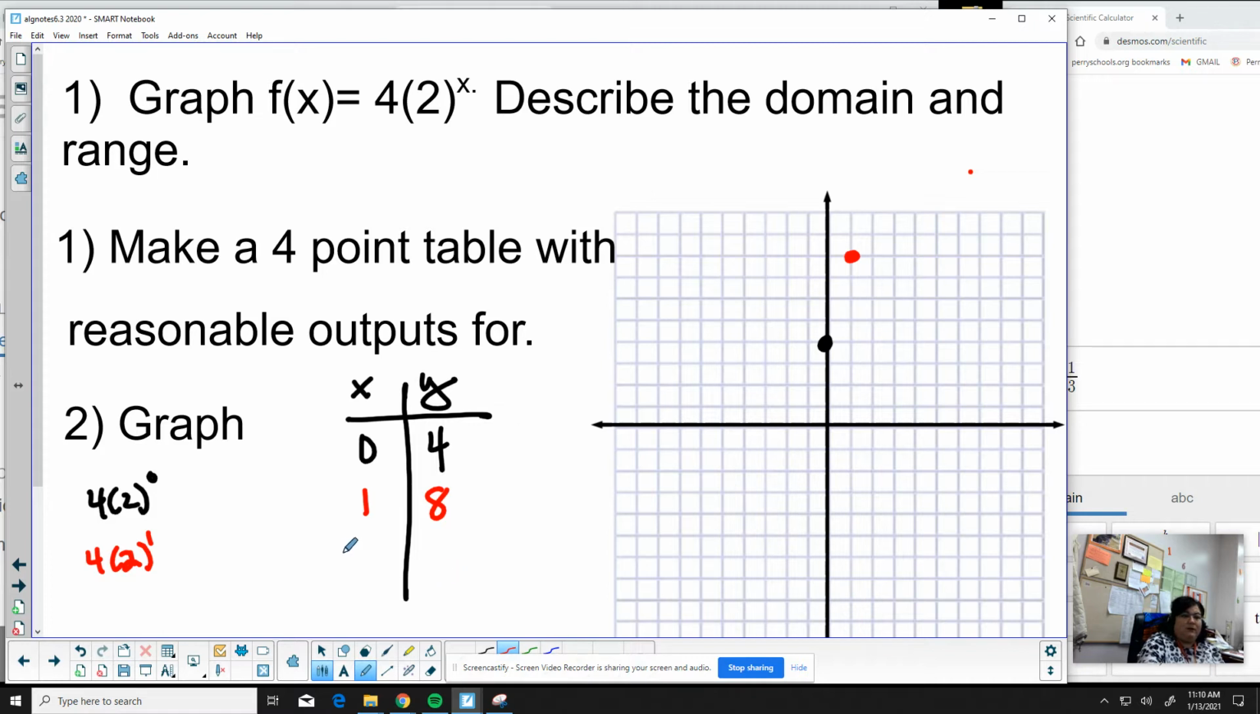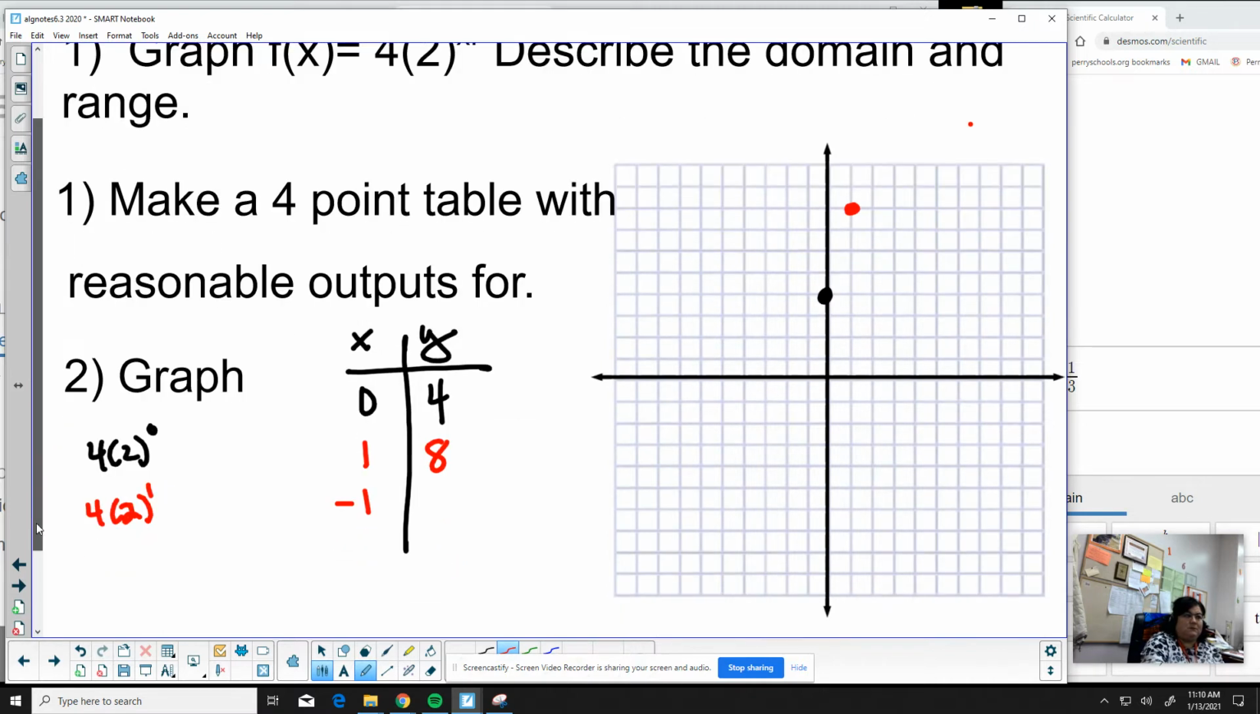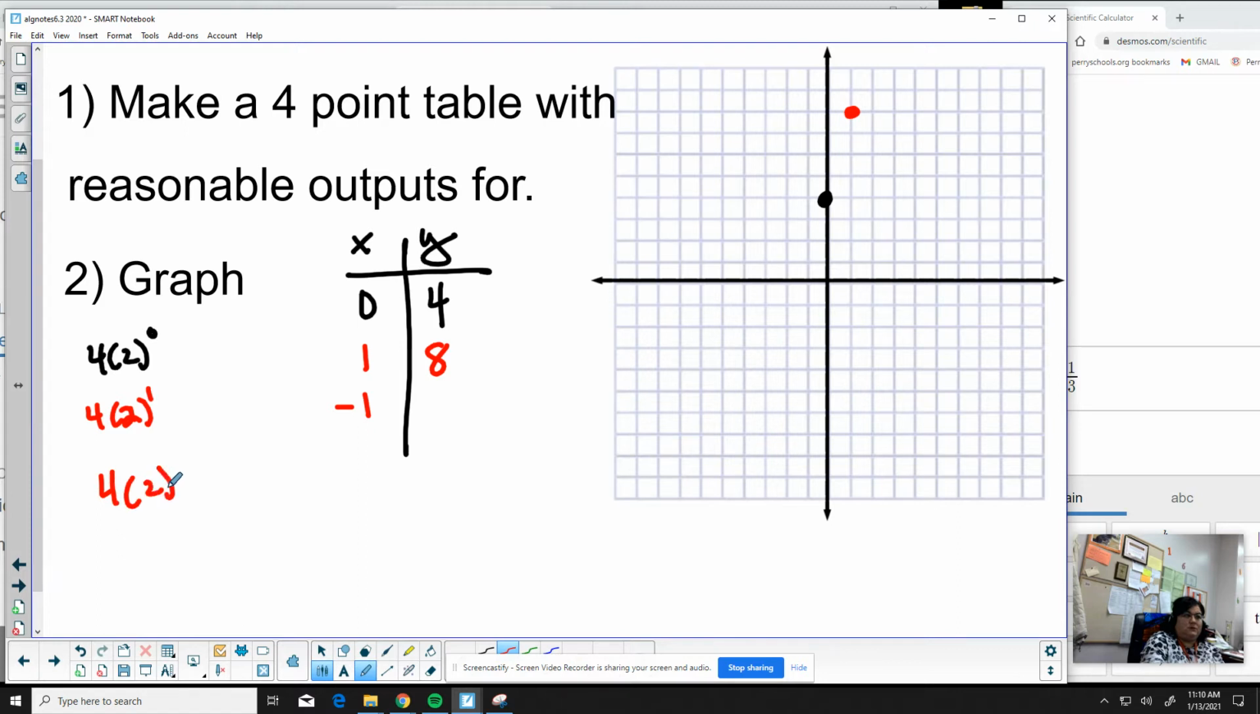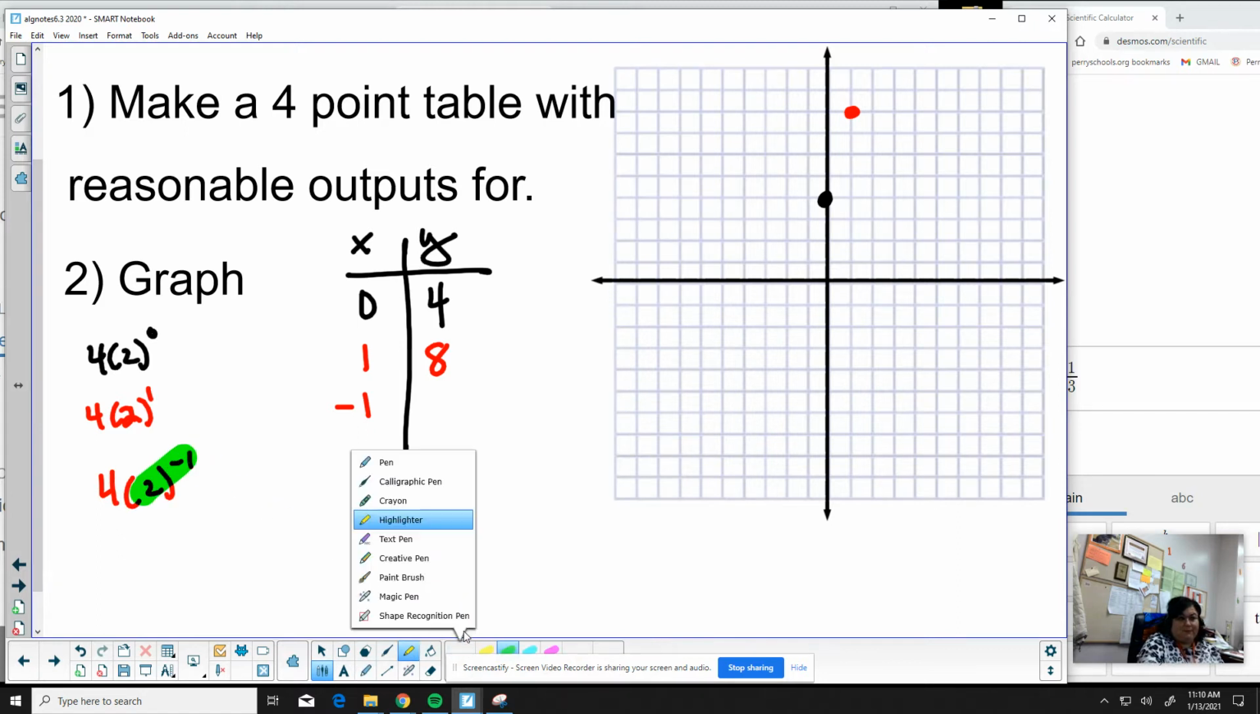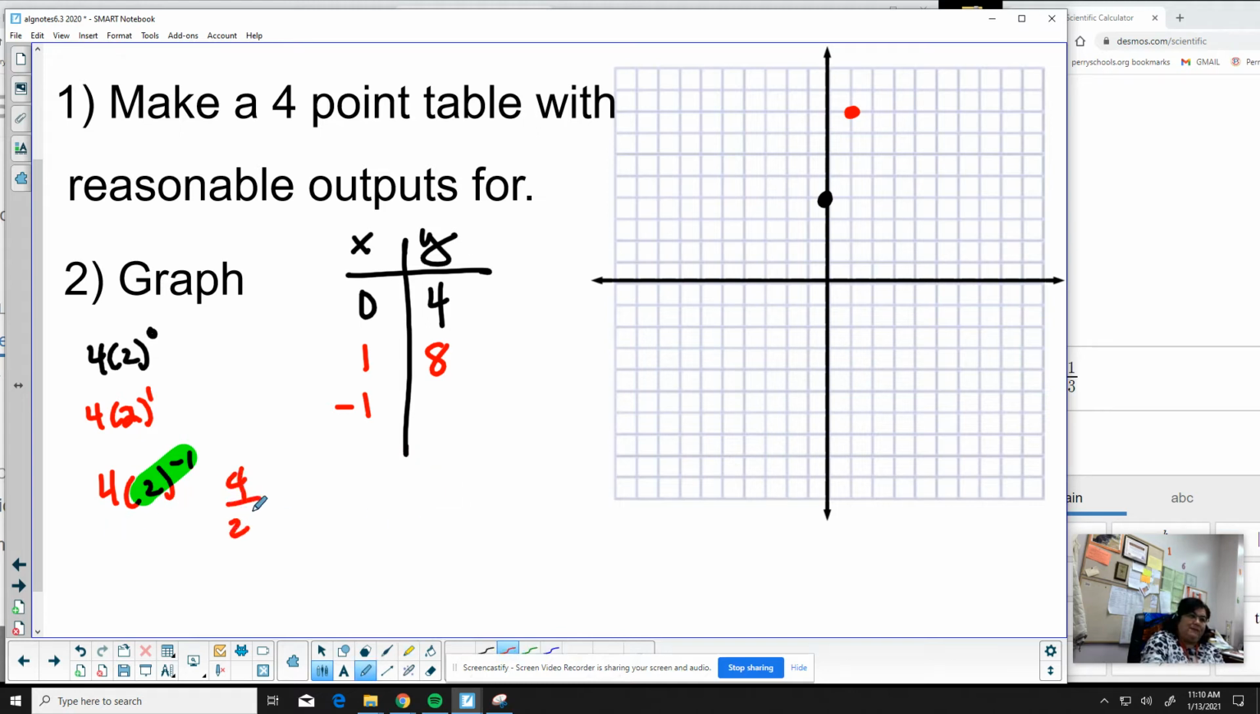So how about we do -1? So 4 times 2 to the -1. Well, remember that it's unhappy. Remember from 6.1? So we're going to move that to the bottom. And 2 to the first power is 2. So -1 would be a y value of 2. So (-1, 2).